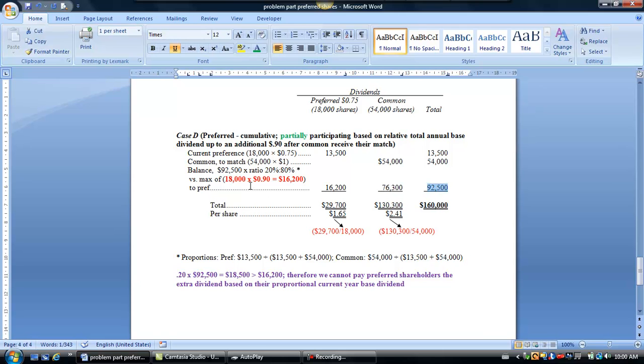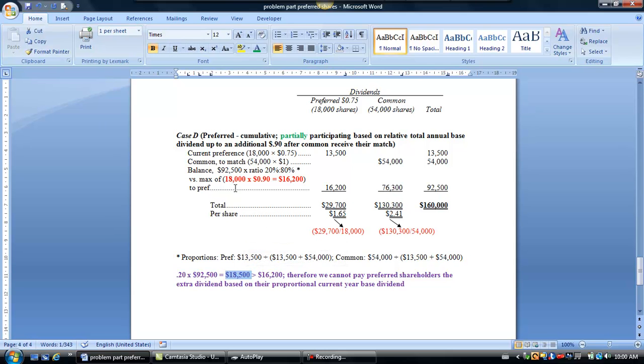So now, let's look at the ratio. Because it's based on the relative total annual base dividend, the regular dividend in the year would have been 13,500 to preferreds divided by the total amount of dividend paid that year, which would have been 13,500 and 54,000. All right, that gives us our 20%, right? So now, of that 20%, they could conceivably get 20% of 92,500, but that would give us 18,500.